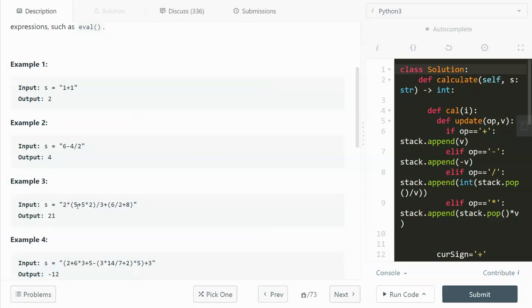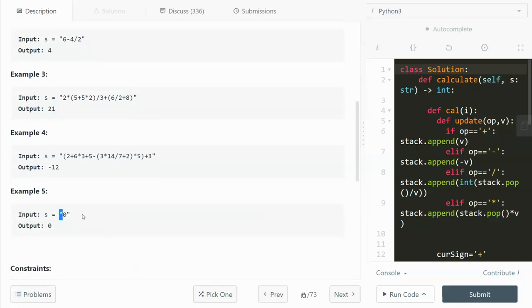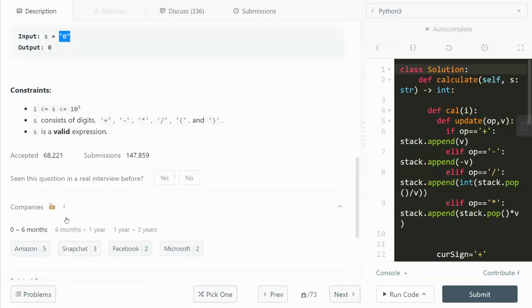When we have brackets or parentheses, we do them first. So for example, 5 times 2 is 10, plus 5 is 15, and then times 2 divided by 3. So we get the first part, and the second part is 6 divided by 2, which is 3, plus 8, which is 11. Add the two pieces together, and we get 21. Same idea for this one, and this one is just a number. There are no mathematical operations. And yes, there are companies asking this in the past 6 months. Let's dive into the solution.